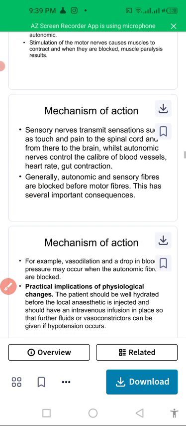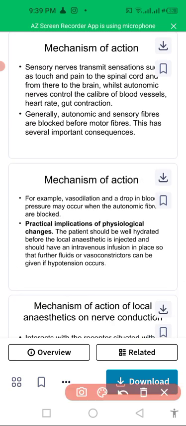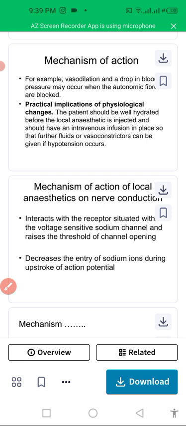So what is the mechanism of action? There is vasodilation, and a drop in blood pressure may occur when autonomic fibers are blocked. Sympathetic block and autonomic block result in hypotension and bradycardia. That is very important. Practical implication: physiological change. Patient should be well hydrated before local anesthetics. IV fluids should be infused. Vasoconstrictors can be given if the patient has hypotension. So these things are very important.